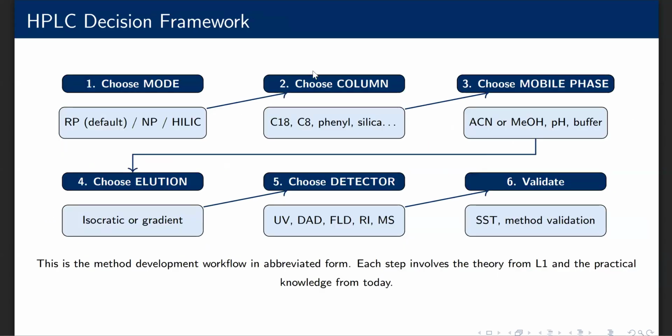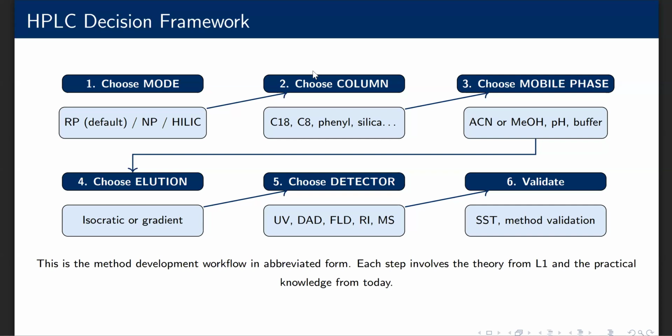HPLC decision framework. This slide summarizes the HPLC method development workflow in 6 steps. The first step is to choose the separation mode. Reversed phase is the default for most analytes. Step 2 is choose the column chemistry. C18 is the starting point, but switching to C8, phenyl, or polar embedded phases changes selectivity. Step 3, choose the mobile phase: acetonitrile or methanol, appropriate pH and buffer.